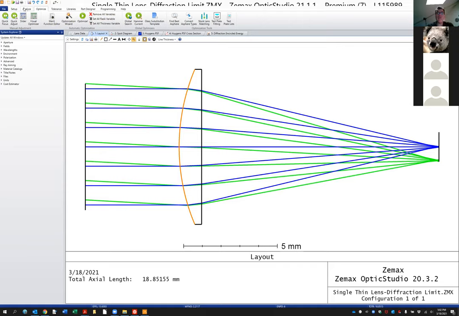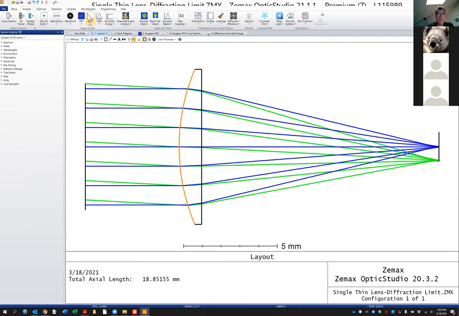Well, wavefront error is basically another way of saying, do all of the paths take the same amount of time to get from a point on the object to a corresponding point on the image? And if they do, then you can say that there's zero wavefront error. But you could also do RMS spot size versus field.